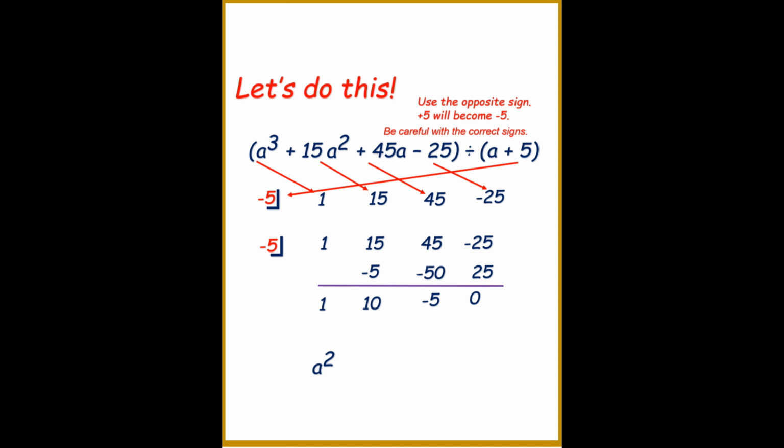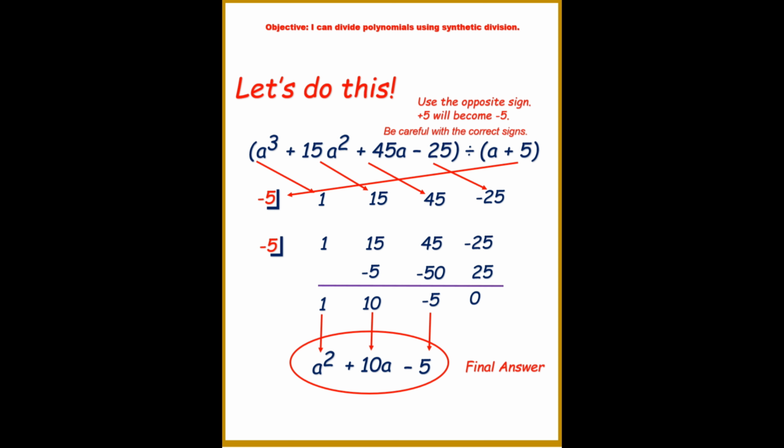Let's start with a squared, 1a squared. You can write the number 1, or you can leave it without the number 1. Okay, it's given. a squared, then plus 10a, then minus 5. There we have it, ladies and gentlemen, boys and girls. Our final answer: a squared plus 10a minus 5.